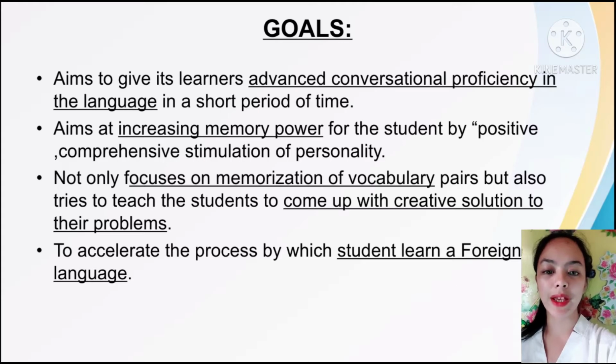Goals of Suggestopedia. Number 1, aims to give its learners advanced conversational proficiency in the language in a short period of time. Number 2, aims at increasing memory power for the student by positive comprehensive stimulation of personality. Number 3, not only focuses on memorization of vocabulary pairs, but also teaches the students to come up with creative solutions to their problems. And lastly, to accelerate the process by which students learn a foreign language.